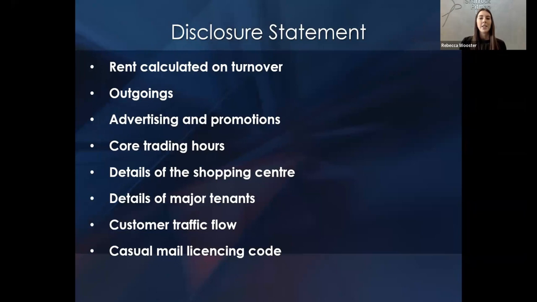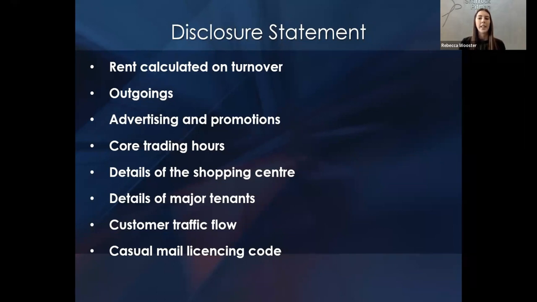So one of the major differences for retail shopping centre leases is the requirement for a landlord to provide the prospective tenant with a disclosure statement specific for shopping centres. And in addition to the standard retail disclosure matters, the retail shopping centre disclosure form provides further requirements that have to be disclosed. So one of those is whether the rent is to be calculated on turnover, which is quite common in shopping centre leases, as opposed to a standard rent amount.